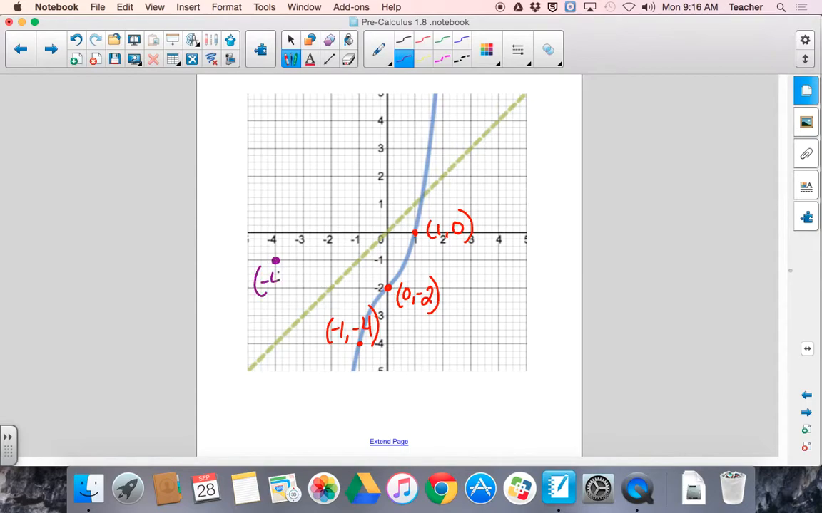So right here in purple. When I switch the point 0, -2, it becomes -2, 0. When I change the point 1, 0, it's going to become the point 0, 1. Now go ahead and graph our cubic function with a horizontal shift of -2. Okay, shifting it to the left 2 units.